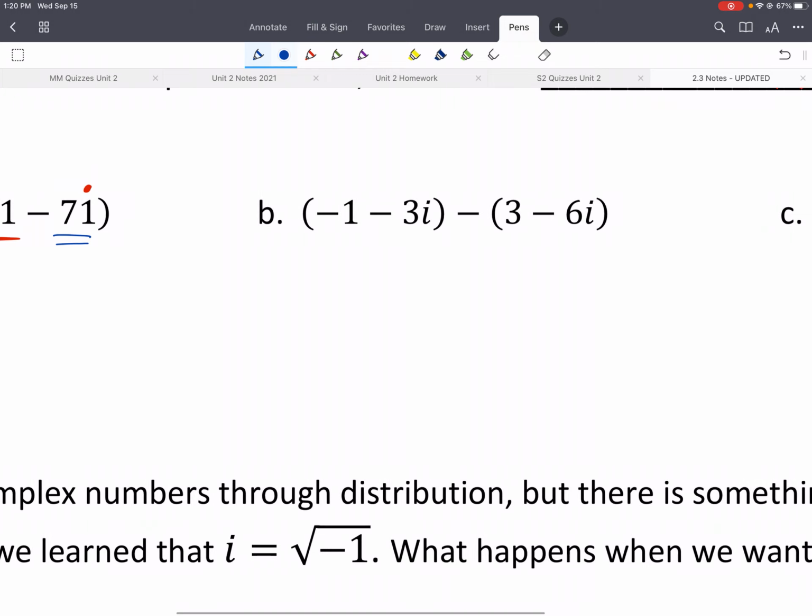Here's another example. What do we have to do before we try to combine like terms? Yes, Mr. Warner, you have to distribute the negative. Great. So we would want to distribute, giving negative 3 and a positive 6i. And then we'll just combine like terms. So the reals give you negative 4. And then we'll combine these together.